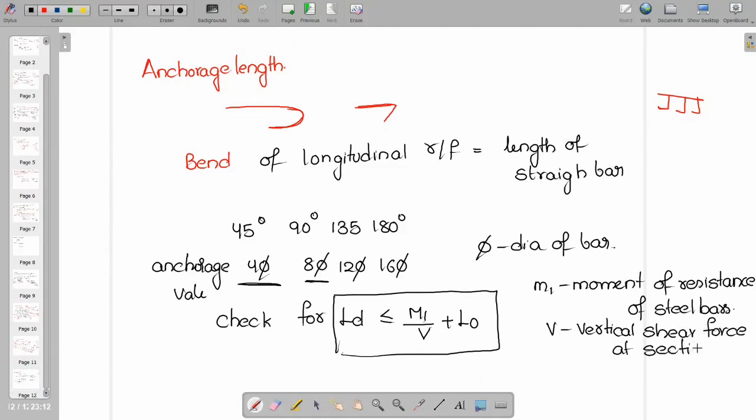L naught is the equivalent bend length of a hook. How much is the bend length of hook? Usually it will be equal to 12 times φ.